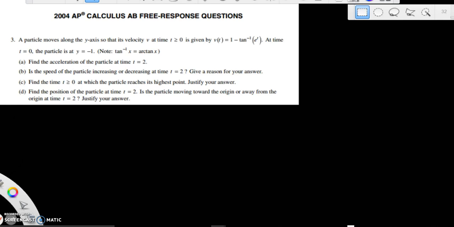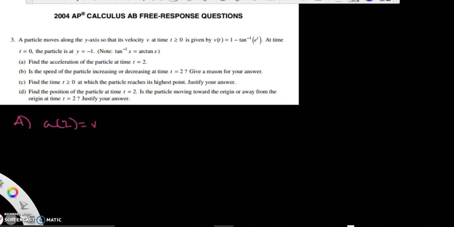Part A, find the acceleration of the particle at time t equals 2. So pretty easy, use your calculator. Let me just get rid of this box so I could start typing. For part A, you have to find a of 2, which is going to equal v prime of 2. Type it into your calculator. When you type it in, I got approximately -0.133.